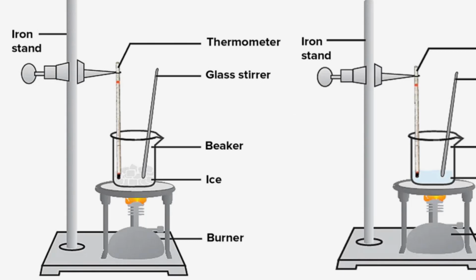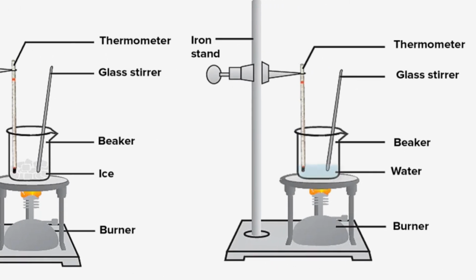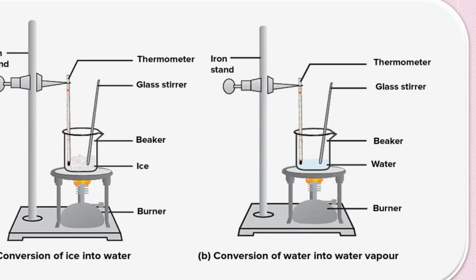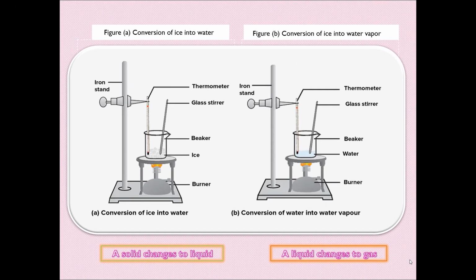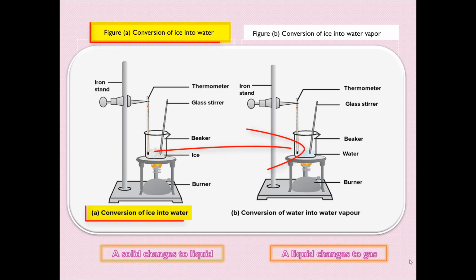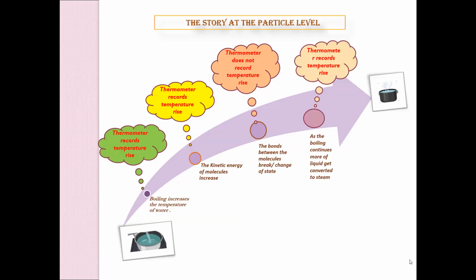What happens after a certain amount of time is that the ice gets converted into water in the same beaker. And you see that the temperature in the thermometer keeps on rising. So what has happened in this figure A and figure B is the conversion of state, which we were discussing just now. That a solid, that is ice, has got converted to a liquid, that is water, on the application of heat. So now let's discuss what actually happens inside the ice.